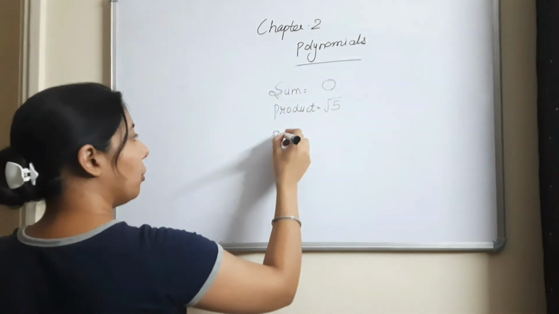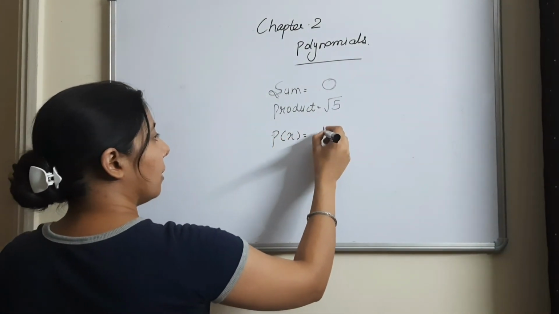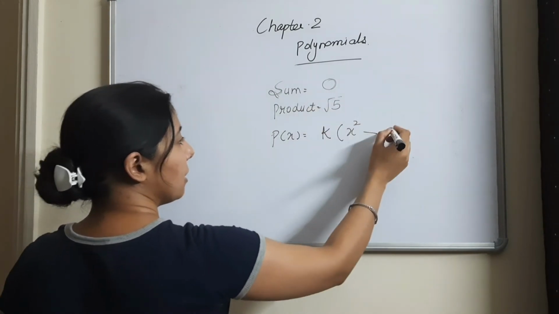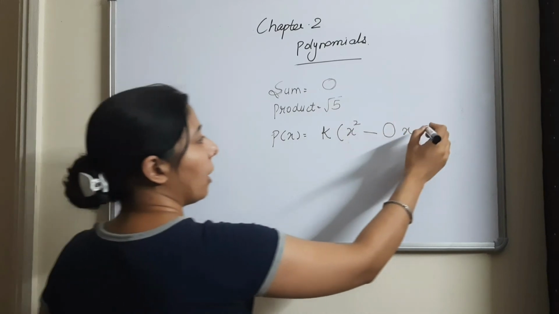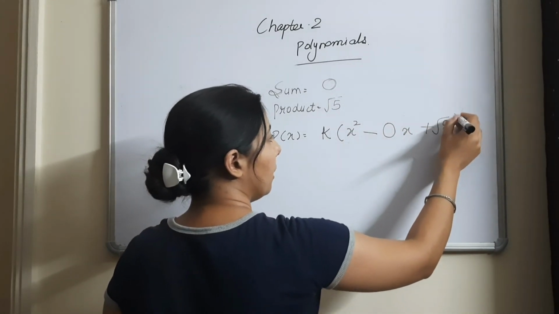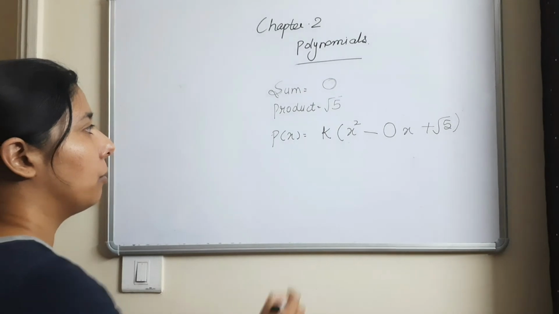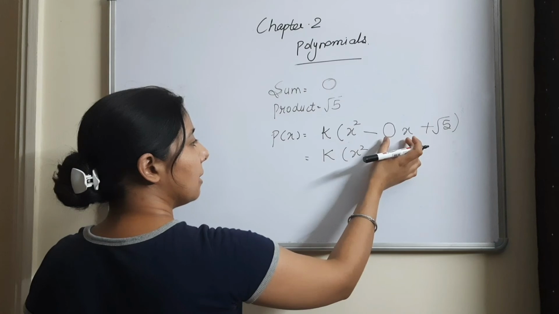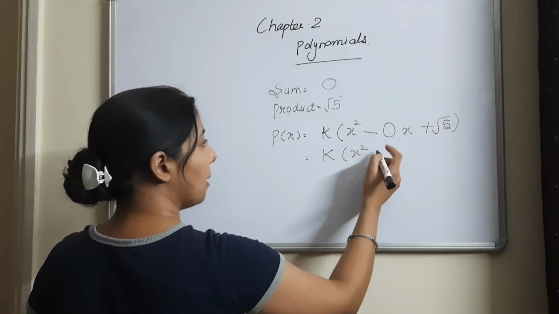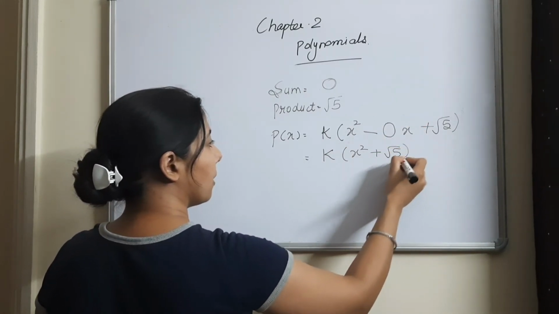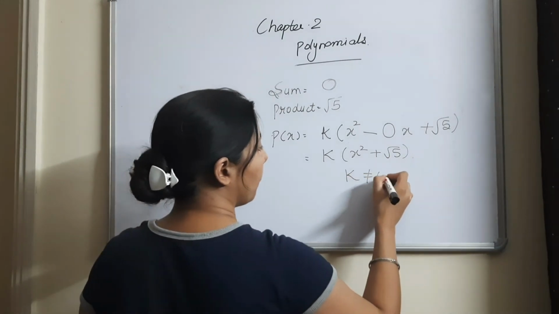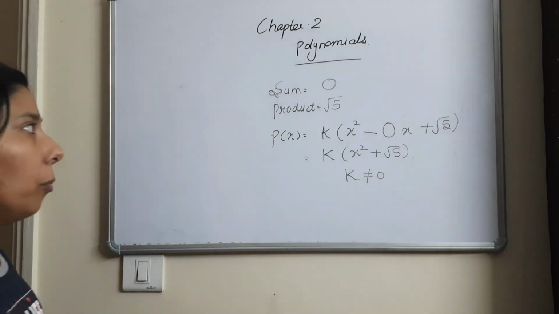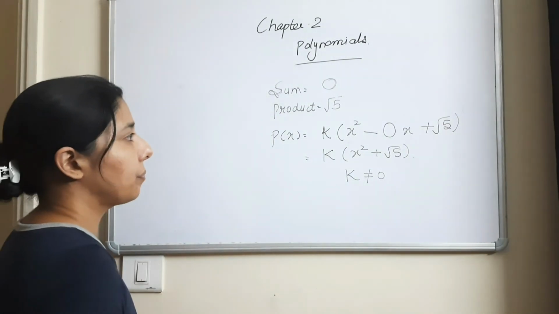Like for writing the polynomial, you will be doing k x square, then put a minus sign, then whatever 0 is given, put here, then whatever product is given, just write here. Don't worry. If it is a root, don't worry about it. Fine. So nothing matters if you write 0x or not. So you can skip this term and simply write it this way. And k not equal to 0. Fine. Hope you people are understanding these things better.